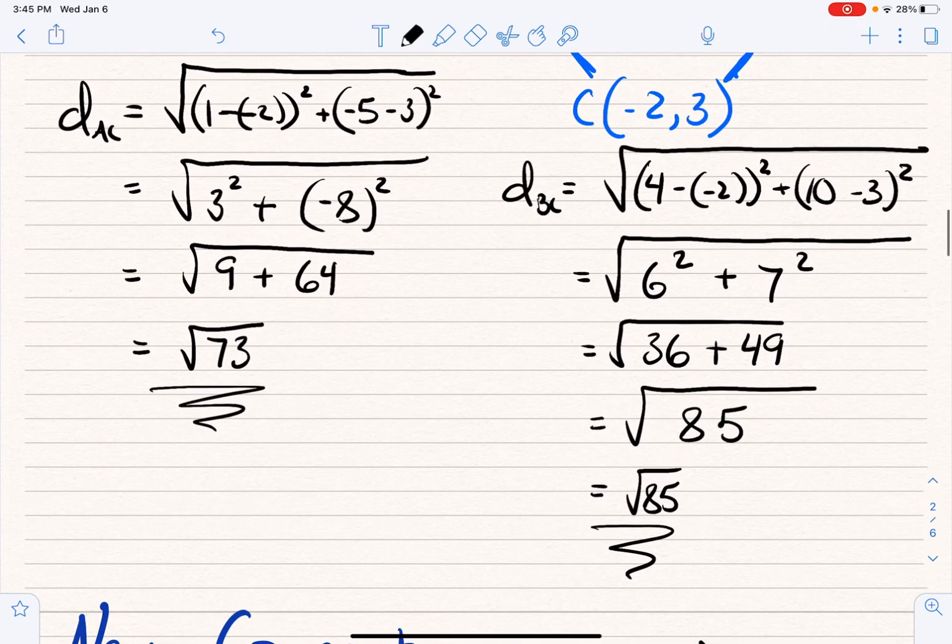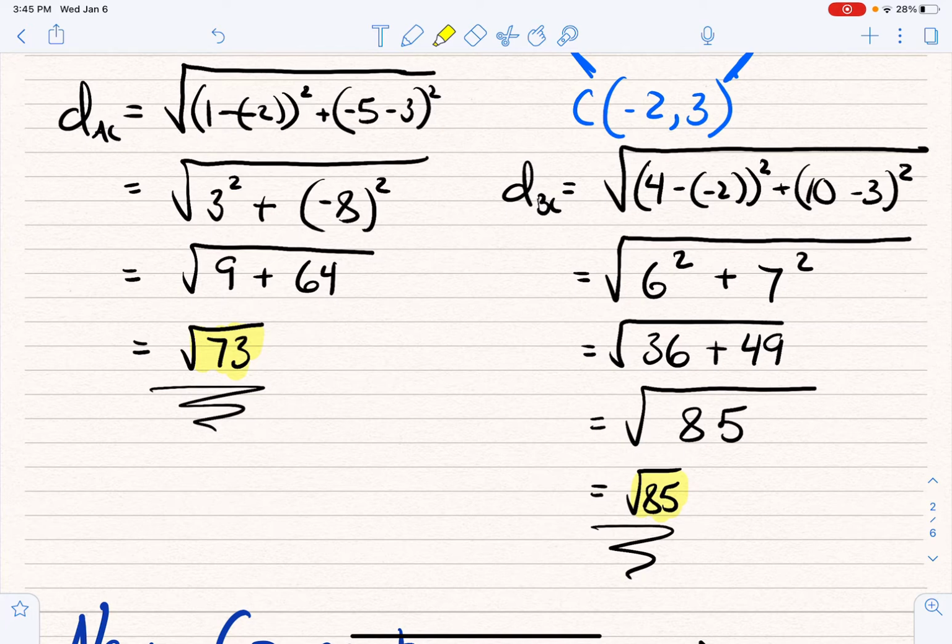So which one is closer? Well, A is closer to C. Which one's further away? Well, B is a little bit further away. Even though I don't know what the square root of 73 is, and I don't know what the square root of 85 is, 85 is a bigger number, so therefore the square root would be a bigger number. Okay? Pretty simple. All right, so that's all of the algebra we're going to review.